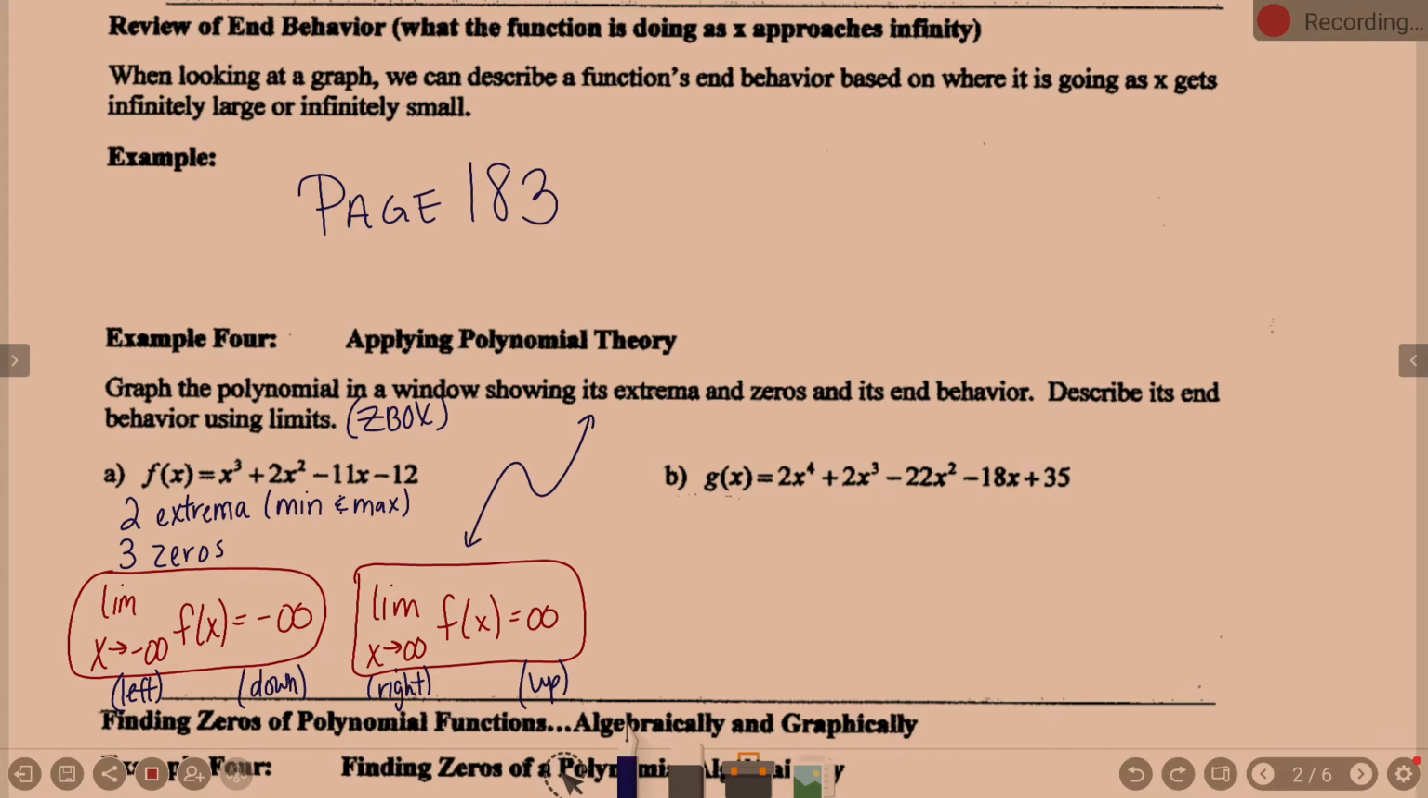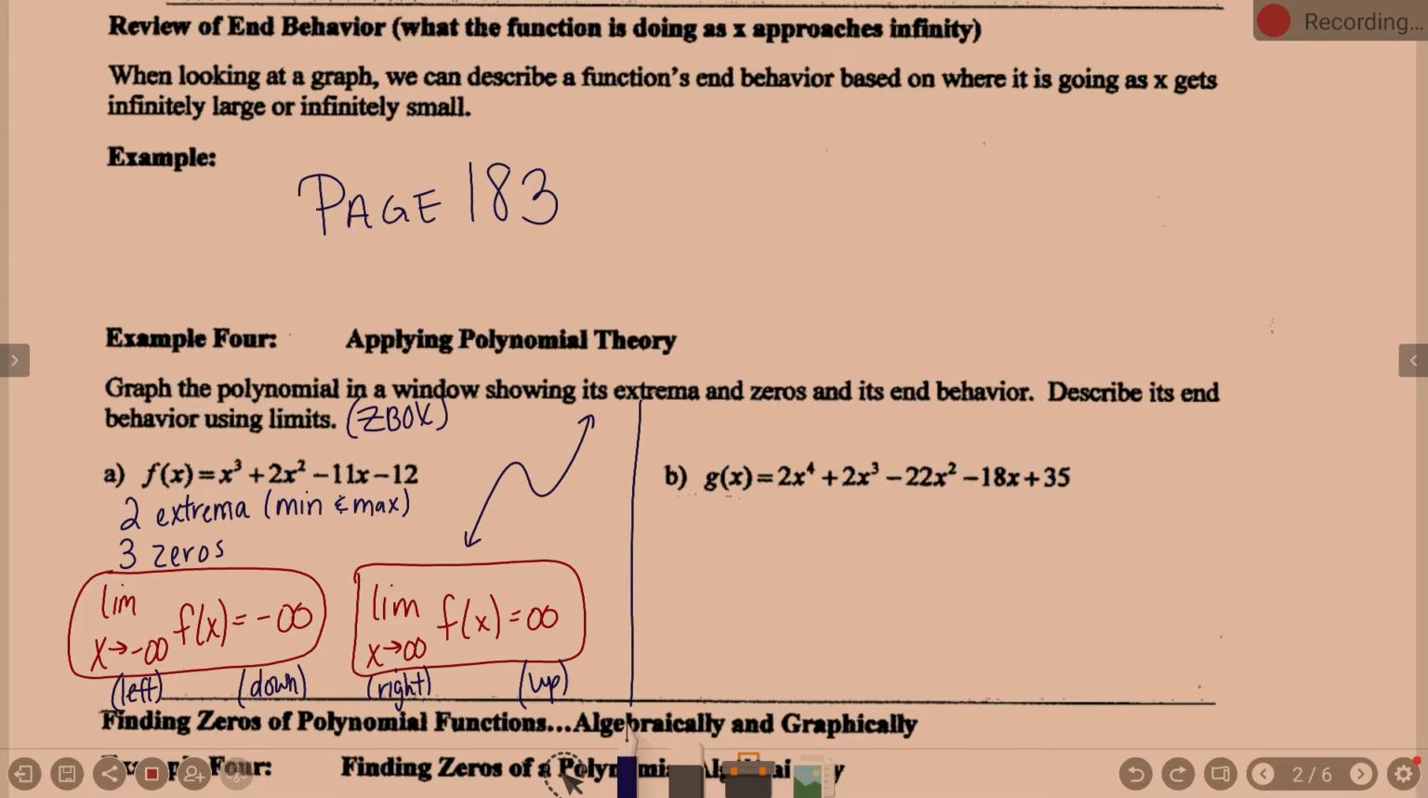So remember, when we talk end behavior, these are the limits I want you writing. So the limit as x approaches negative infinity says: as you trace the graph to the left, what does it do? This one was going down, so it equals negative infinity. The limit as x approaches positive infinity is as you trace the graph to the right. As you go right, this graph goes up, so it equals positive infinity.